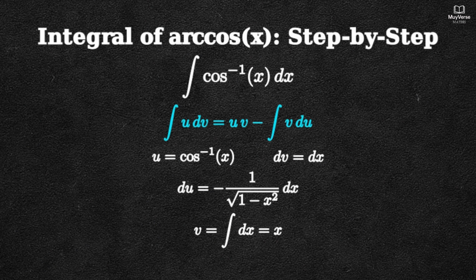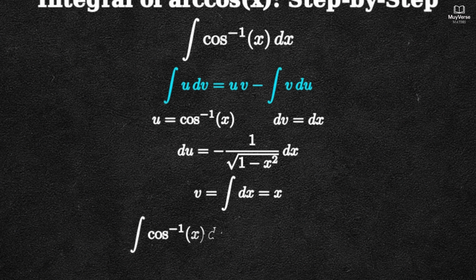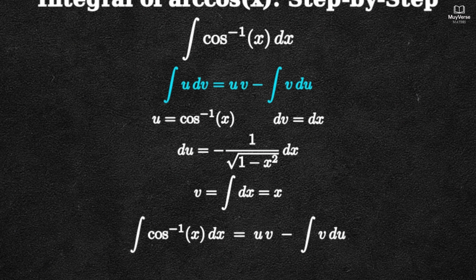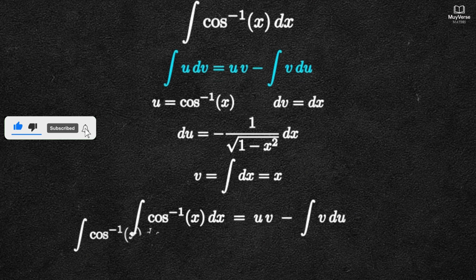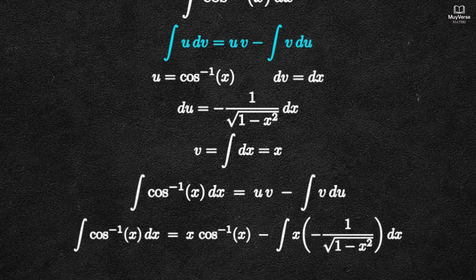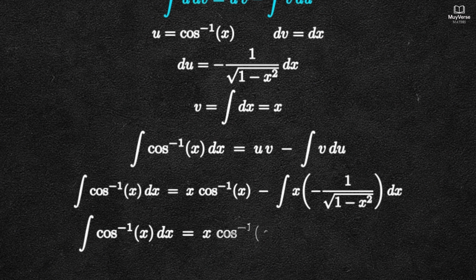Now substitute into the integration by parts formula. The integral of arc cosine of x, dx equals uv minus the integral of v du. That is x times arc cosine of x minus the integral of x times negative 1 over square root of 1 minus x squared, dx. The two negatives make a plus, giving x times arc cosine of x plus the integral of x over square root of 1 minus x squared, dx.